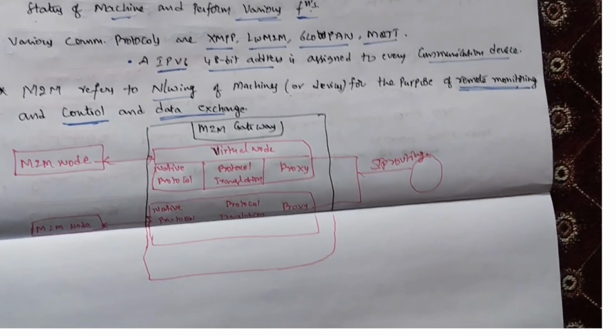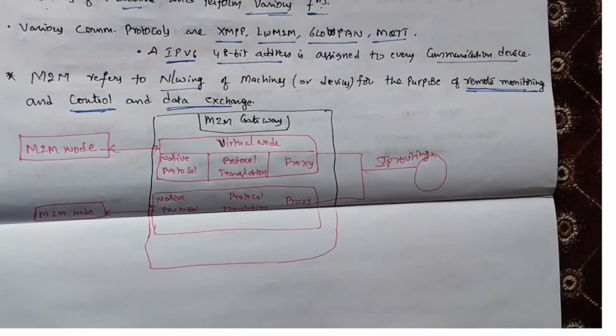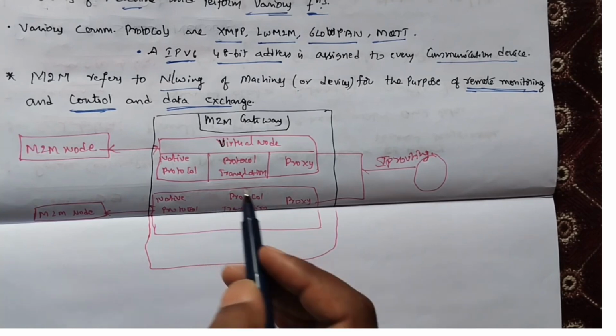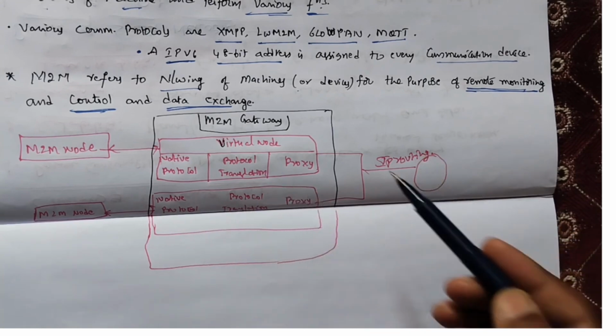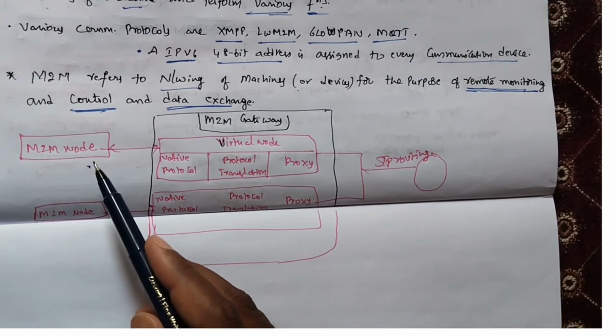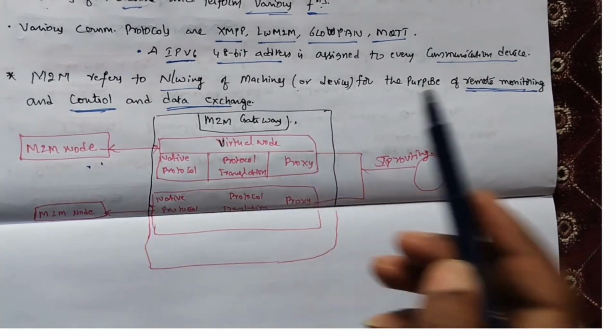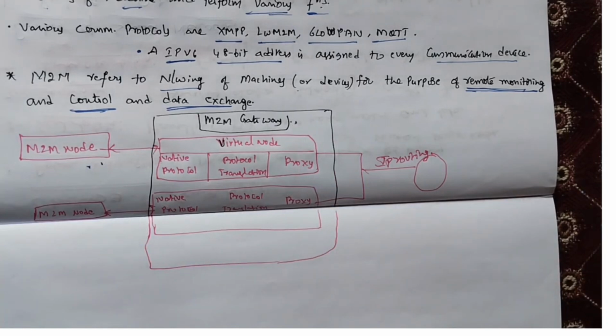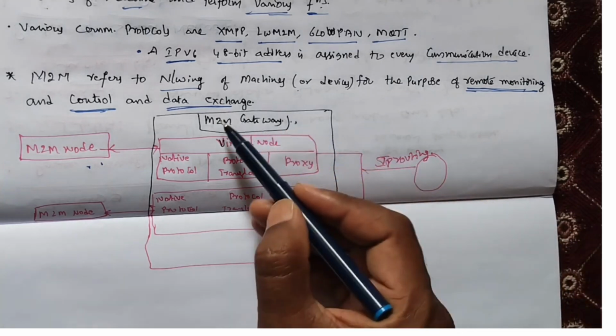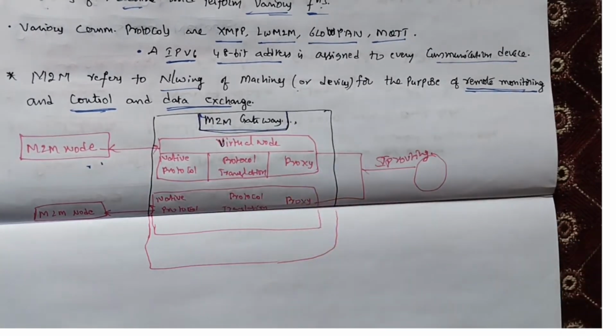Here we will see a block diagram. The figure shows a block diagram of an M2M gateway. The communication between M2M nodes and the M2M gateway is based on the communication protocols which are native to the M2M area network. The M2M gateway performs protocol translation to enable IP connectivity.